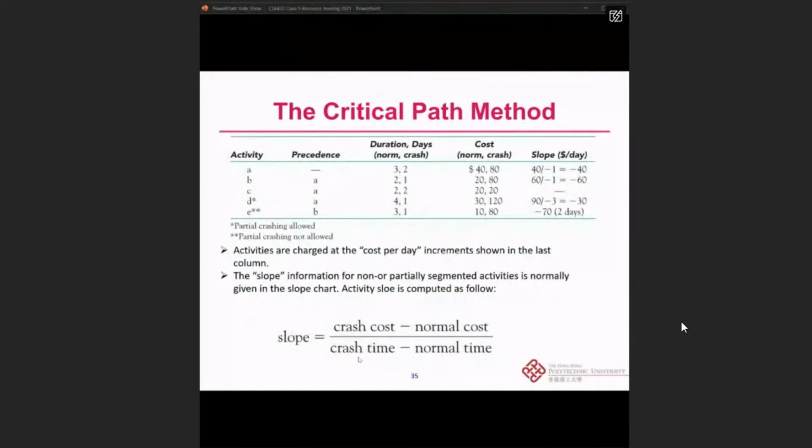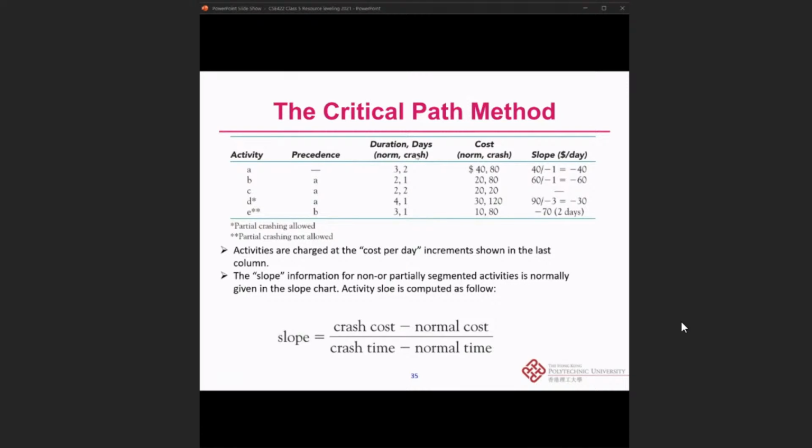So this is the example for executing a project, and now we only consider 5 activities to simplify the question. You can also see here that now we have two different kinds of durations. The first one is normal, the second one is crash.